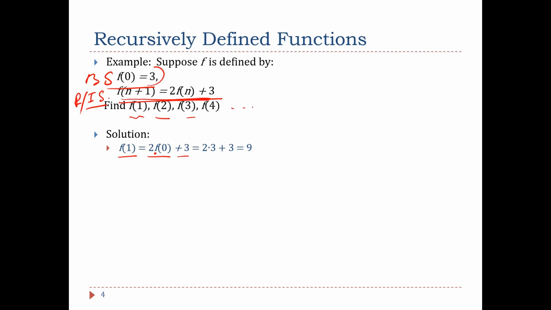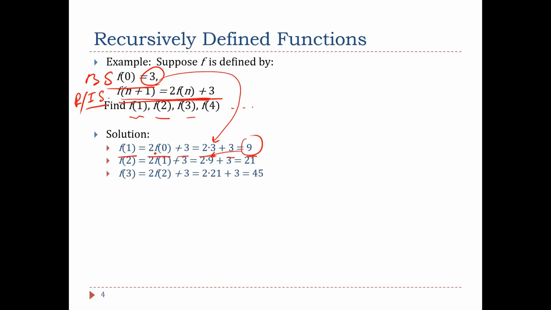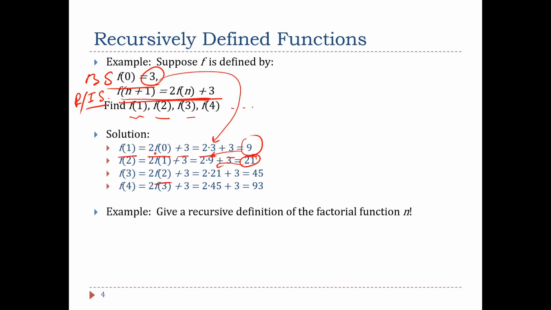F of 0 happens to be 3, so we can replace it in this arithmetic expression, and we will get 6 plus 3, which is equal to 9. You can do the same for finding f of 2. Now you can use the value of f of 1 while calculating f of 2, and f of 2 in calculating the value of f of 3, and so on and so forth. I think you're already familiar with this kind of reasoning or recursive definition of functions.